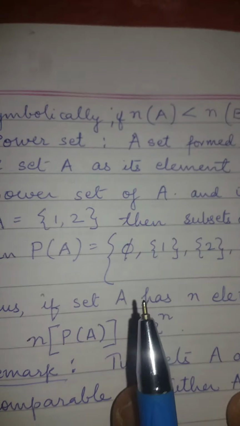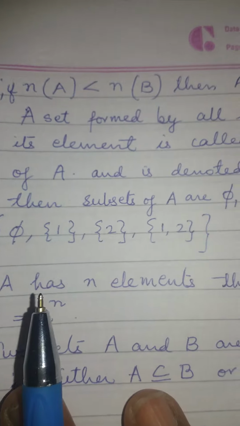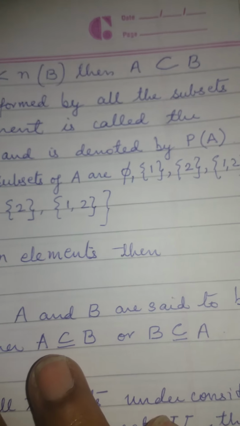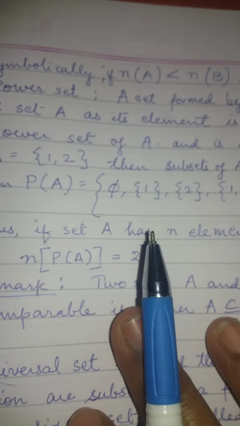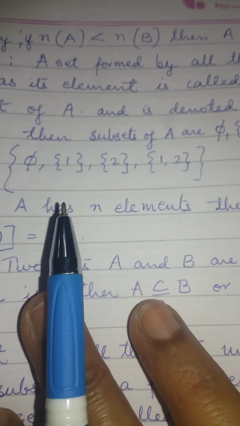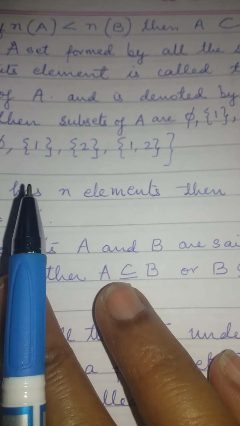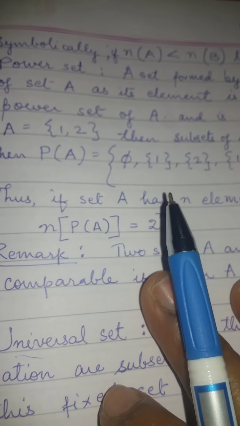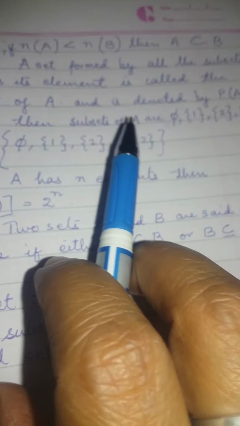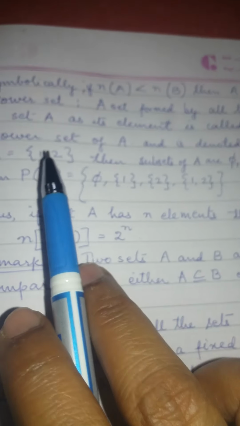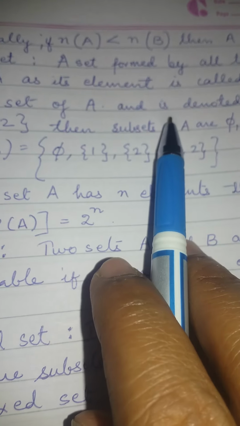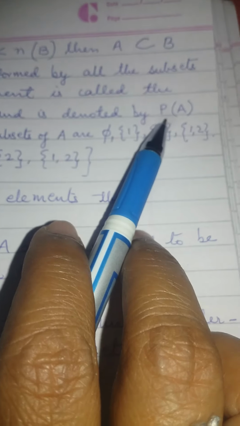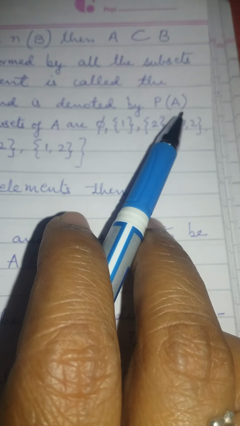Means we can say a power set is formed by all the subsets of set A as its elements. Now all the subsets are the elements. It is called the power set. Now let us see an example of what a power set is. First of all, if I want to make the power set of set A, I will denote it by capital P in brackets A.